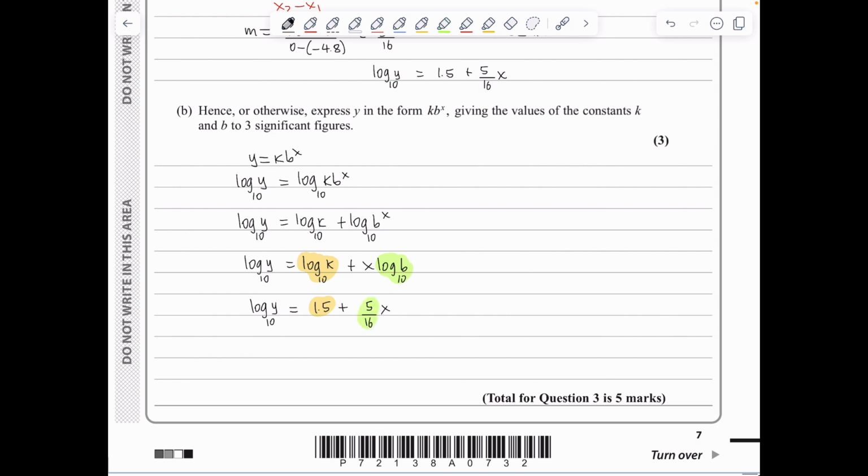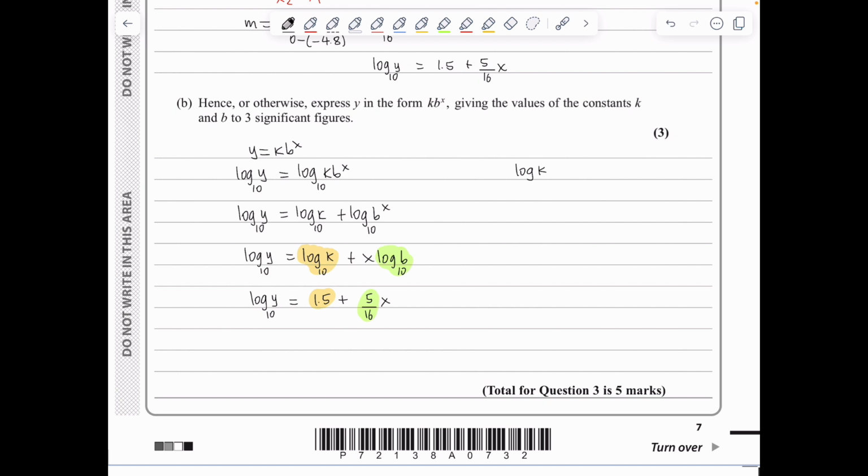So I will be equating log of k base 10 being equal to 1.5, and therefore k is 10 to the 1.5, which gives an answer of 31.6. And also we've got log of b base 10 is equal to 5 over 16, and therefore b is 10 to the 5 over 16, which gives an answer of 2.05, and therefore we conclude that y is 31.6 times 2.05 to the power of x.